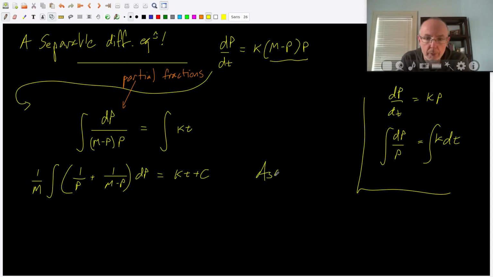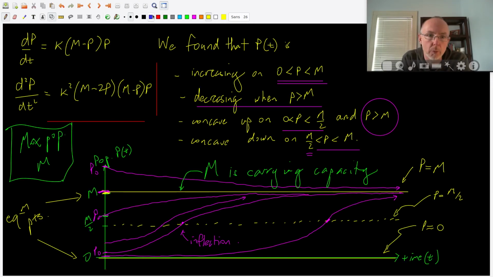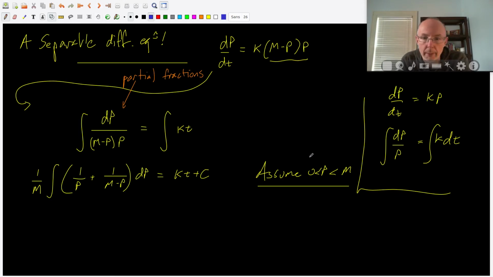We're going to assume, just for simplicity, that the population is positive, but it's less than m, because that's the region where interesting things are happening. Remember, when the population is positive but less than m, we're talking about this region here. And so that's the interesting region. Up here we've just got exponential decay down to that carrying capacity. We're interested in what's happening in the region between 0 and m.